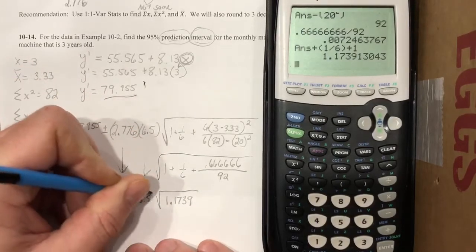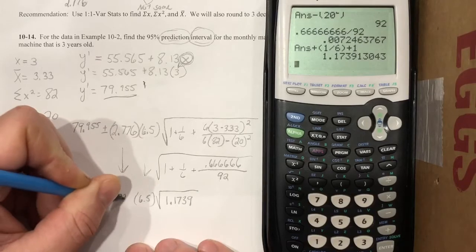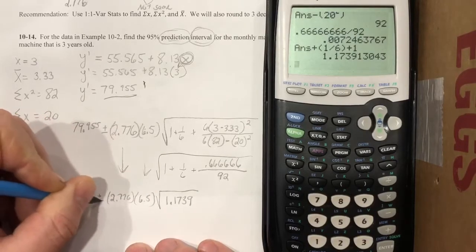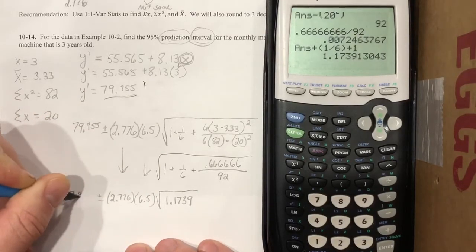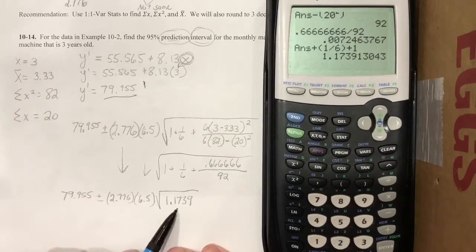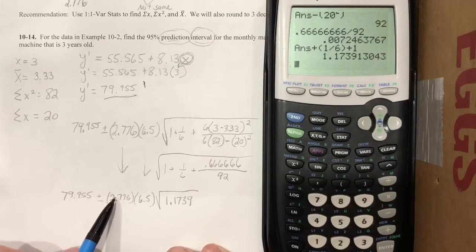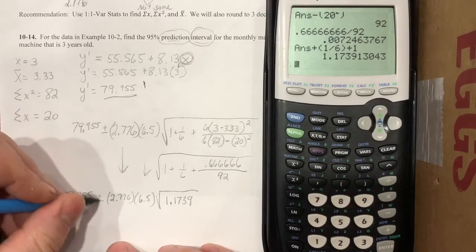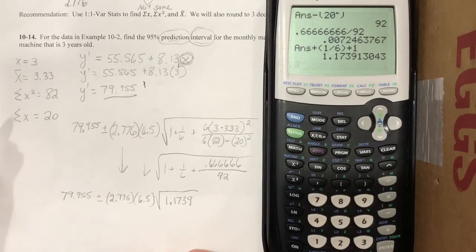You've still got the 6.5. You've still got the 2.776. And you've still got the plus or minus your original value. Square root this and multiply them together. And then you will just do the addition and subtraction to get your final interval.